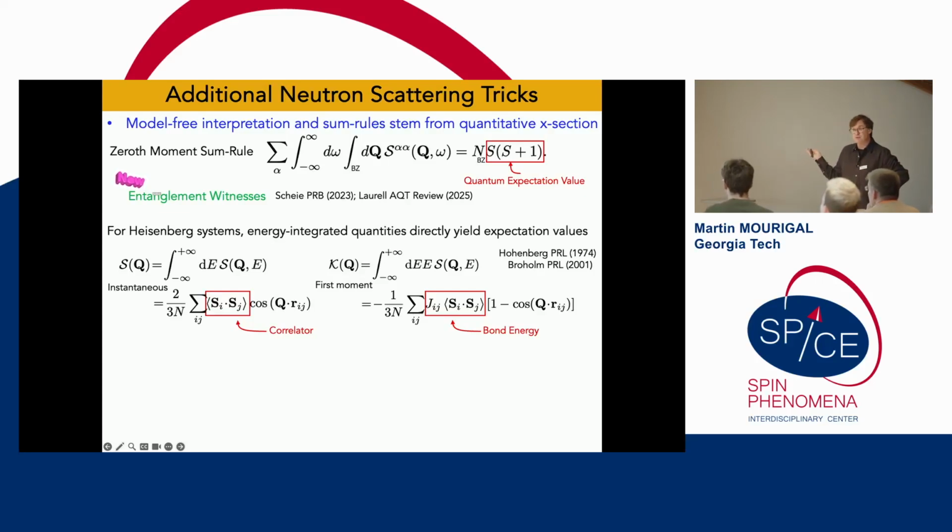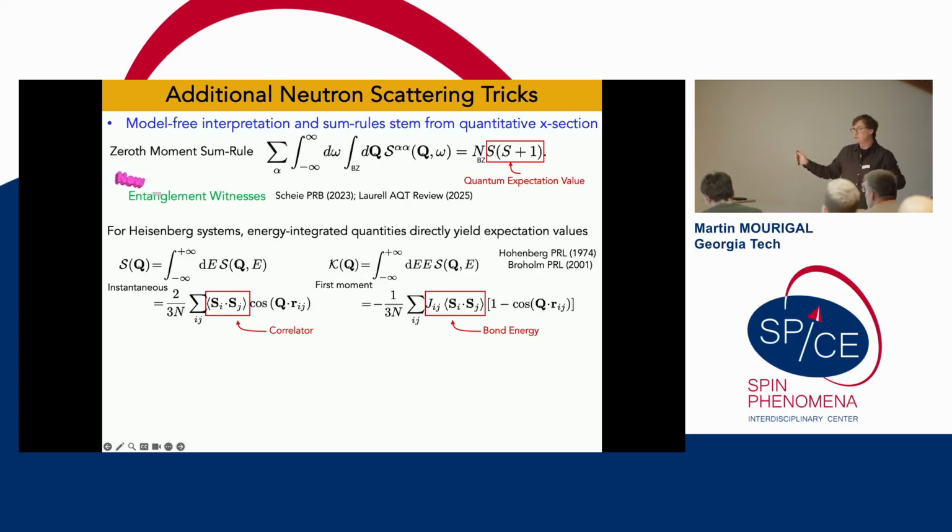If you have a Heisenberg system, so if your Hamiltonian does not have anisotropy, you can extract quantities from neutron scattering that allow you to directly measure correlations between spins and energies of bonds without any modeling involved. So here's the example on the left of what we call the instantaneous structure factor. You integrate over all energies, and that gives you something that is proportional to the spin-spin correlations weighted by Fourier sums. And another thing you can do is calculate the first moment. So instead of integrating over energy, you integrate over energy times energy.